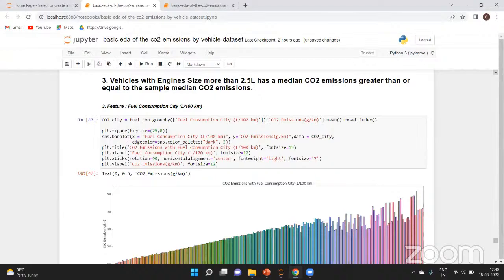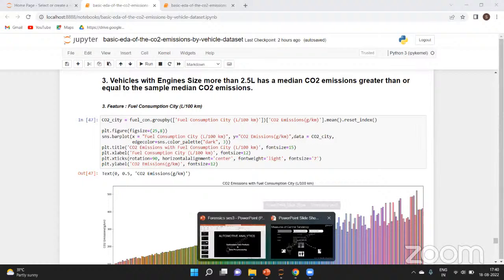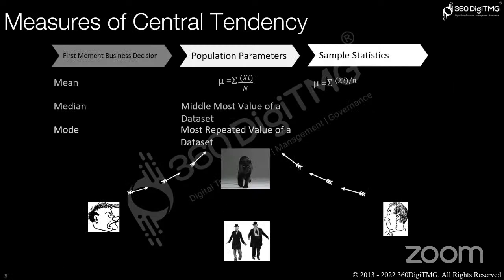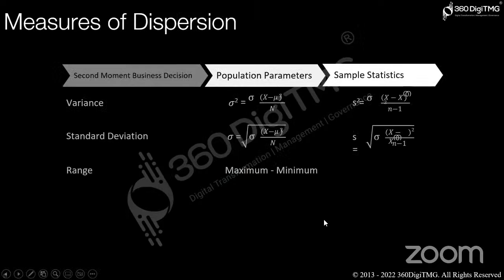We started with data types. These are examples of various data types, and you can see the first three come under continuous data, and the last two are discrete data. We discussed the measures of central tendency: mean, median, mode, and population and sample. Mean is the average. Median is the middlemost value of the data set, and mode is the value which is repeated. And dispersion is how the values differ from the mean.